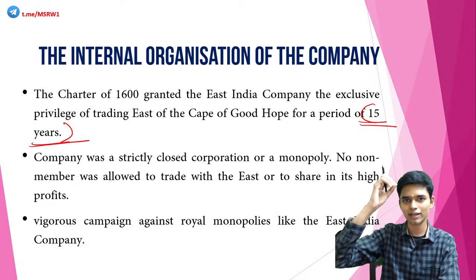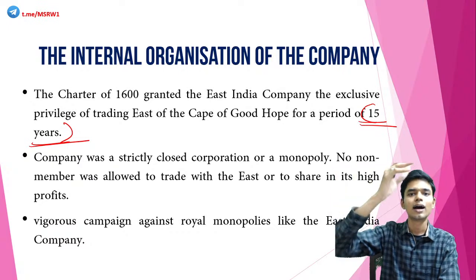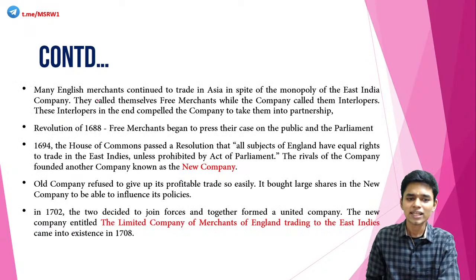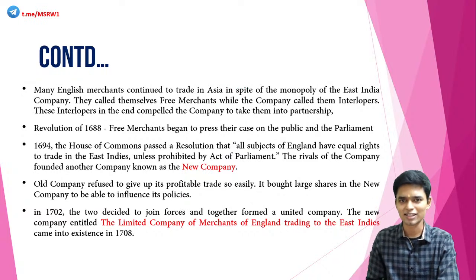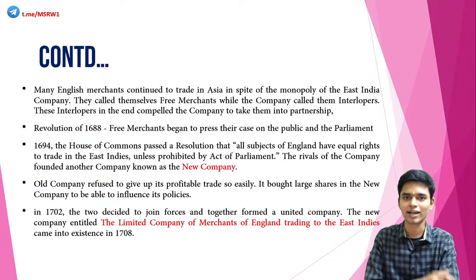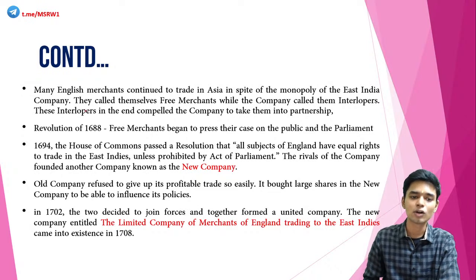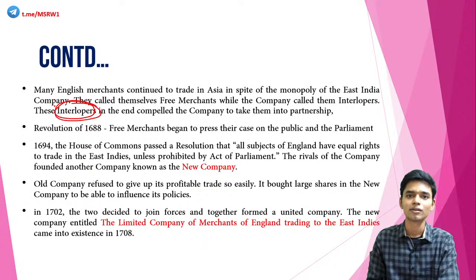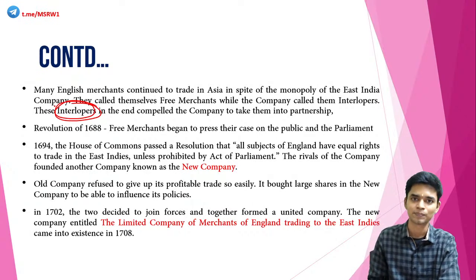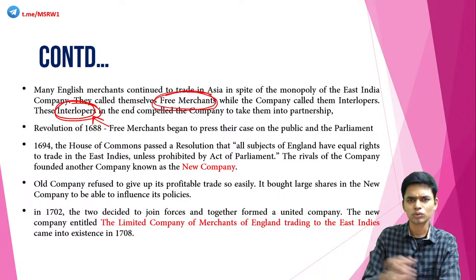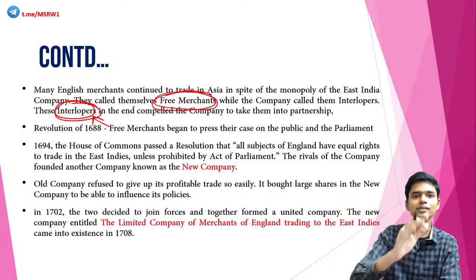So they became very angry, and they started to regularly complain against the company at the British Parliament or to the British King, to the British monarch. So many English merchants continued to trade in Asia. Despite this very strict policy by the English East India Company, still many private personnel managed to come into Asia and conduct trade, and the company started to call them interlopers. Interlopers are those people who are not a part of the company but still British, who came to India and conducted private trade. But when the company called them interlopers, they started to call themselves free merchants. Clear? Both are the same. They called themselves free merchants. The company called them interlopers.